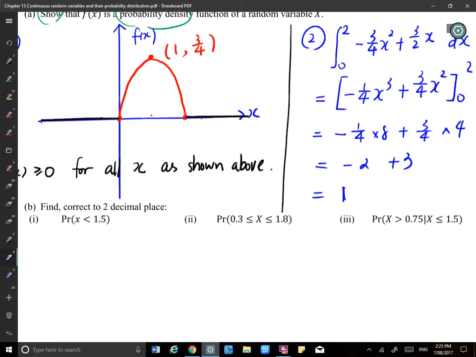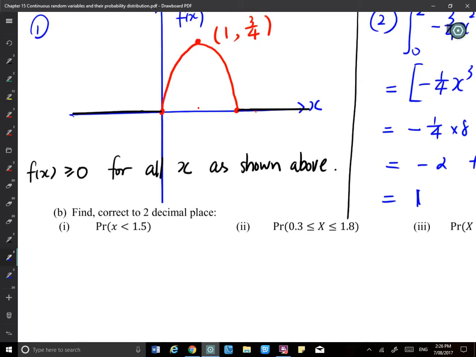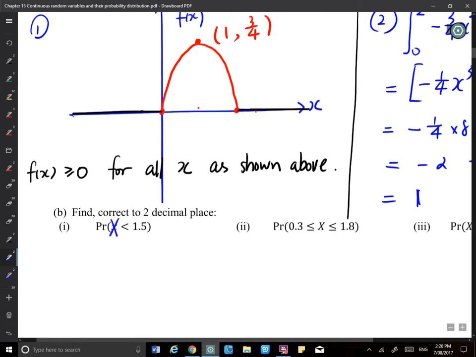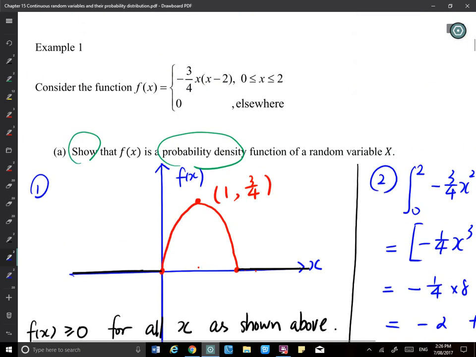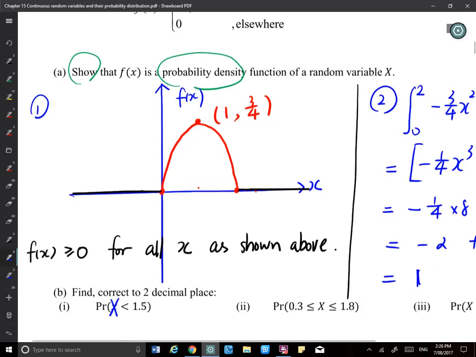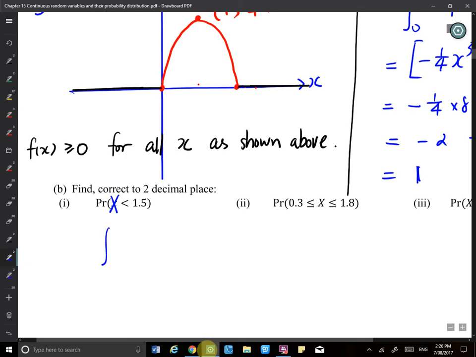B is asking for this correct to 2 decimal places. If it's correct to 2 decimal places, I need to use a calculator. But have a look, this should be a capital X. So X is less than 1.5. Have a think. What's the smallest value you can take? 0. You are not going to write negative infinity. So the smallest number is 0. I will have the integral from 0 to 1.5 of f(x) dx.